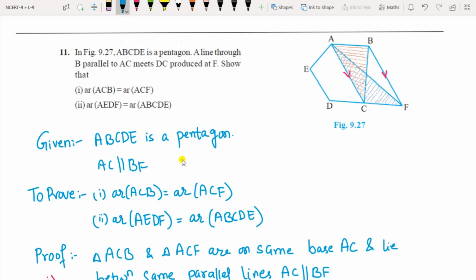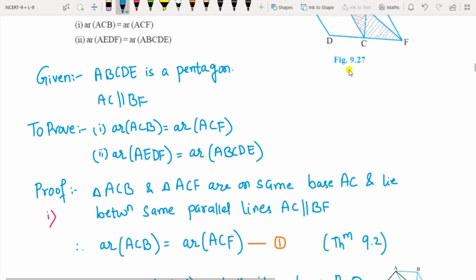Here ABCDE is a pentagon given and AC is parallel to BF. Consider these two triangles first, ABC and ACF. These two are on the same base AC and lie between the same parallel lines BF and AC. Therefore their areas are equal.